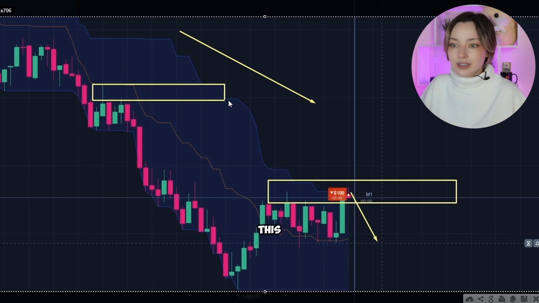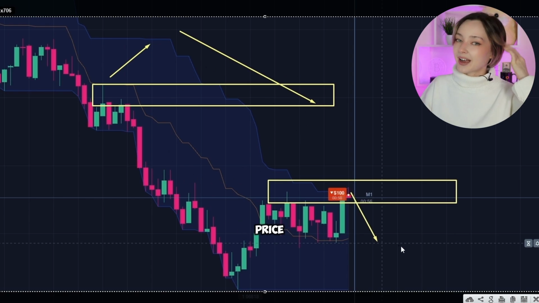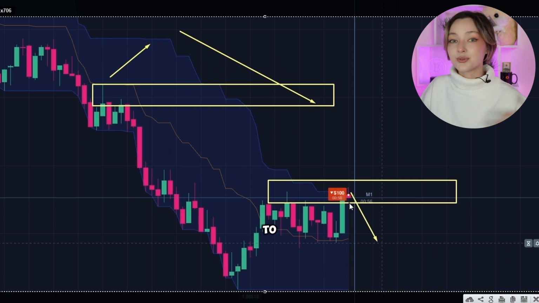We can see that this level right here formed, but the indicator shows that the level is much higher than it actually is. This confirms a strong downtrend. For this exact reason, chances are the price will bounce off of this level to the downside.